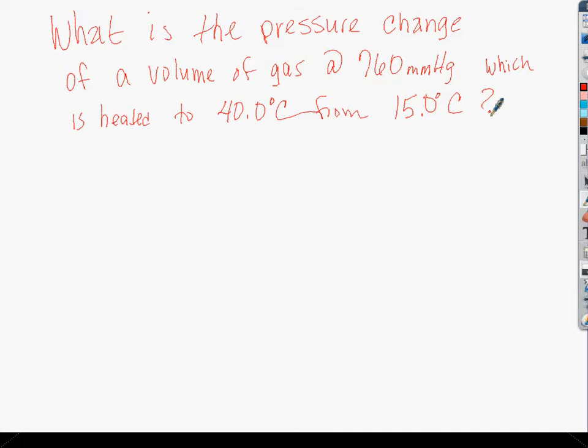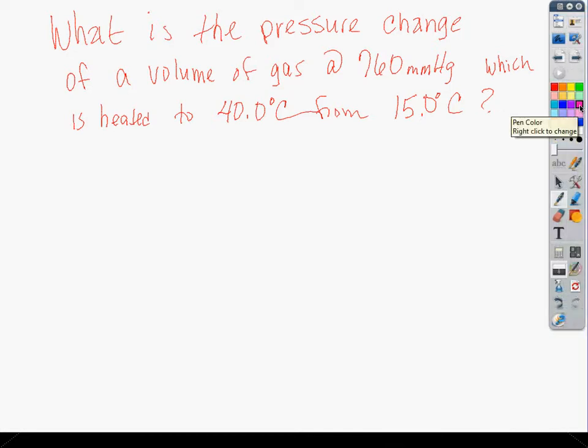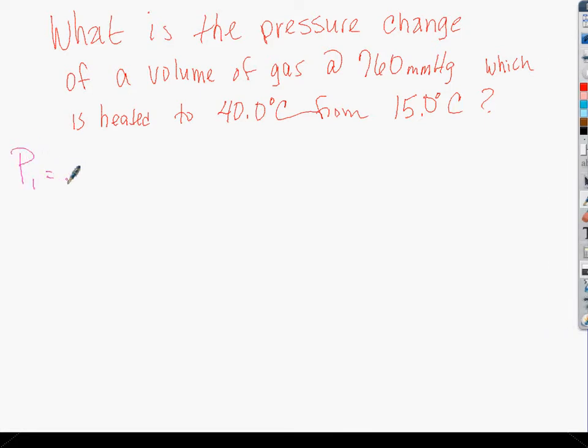What is the pressure change of a volume of gas at 760 millimeters of mercury, which is heated to 40 degrees Celsius from 15 degrees Celsius? All right, so what's your first step? What I told you to do? Get everything labeled first, then we'll start changing stuff. All right, so this 760 millimeters of mercury, what's that a measurement of? Pressure. Okay, so we'll say P1 is equal to 760 millimeters of mercury.